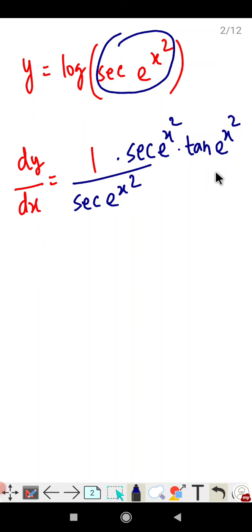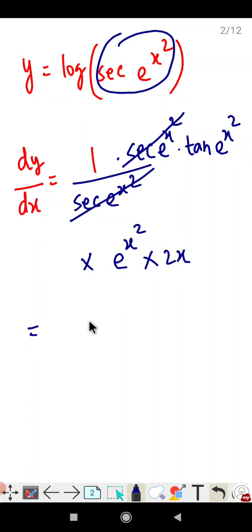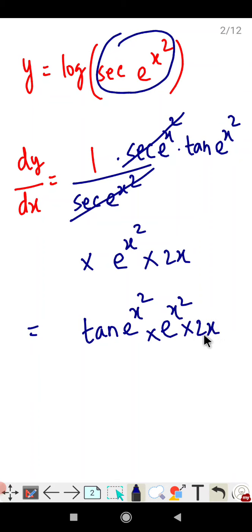Again we have to do chain rule for e power x square: into e power x square, since differentiation of e power x square is e power x square, again into differentiation of x square, which will be 2x. Okay, so we use chain rule many times. So simplify this, these secant things will get cancelled. So the remaining things will be tan e power x square into e power x square into 2x.